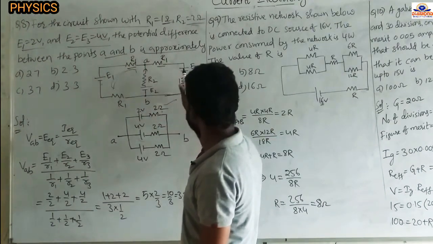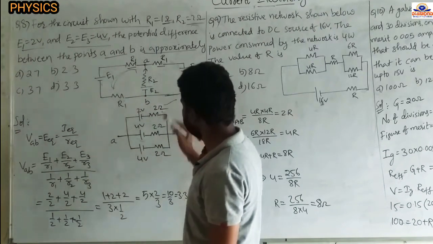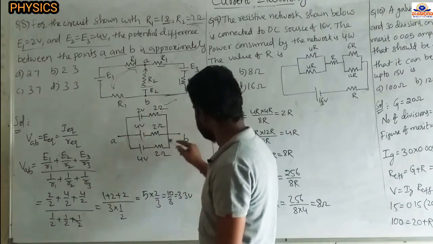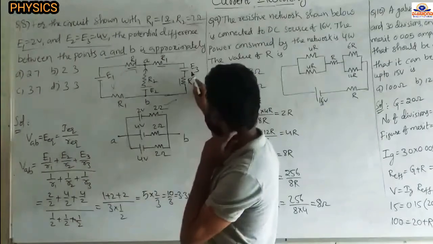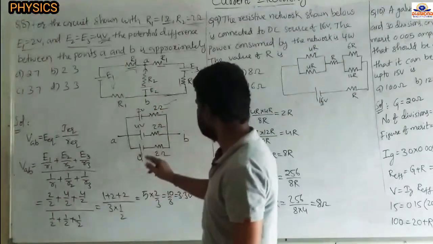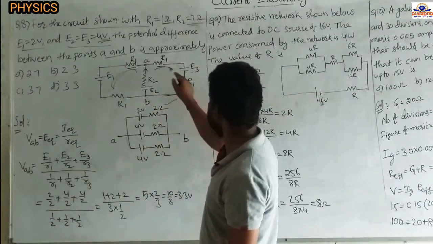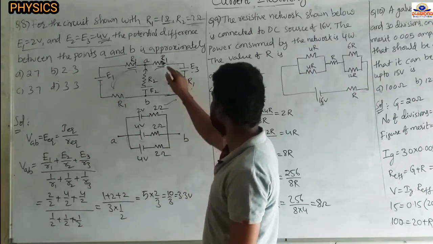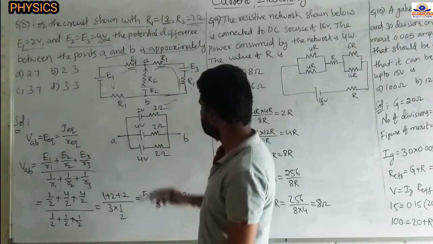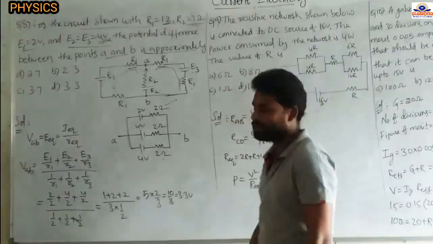Now come to see this part. Positive connected to A and negative connected to B. And E3 battery. E3 value is 4 volt. So 4 volt. Now R1 both are a series combination. So R1 plus R1, 2R1. R1 value is 1, so 2 ohm. Okay? Everything is completed.